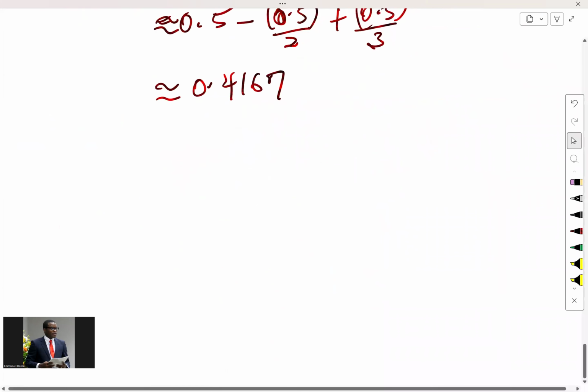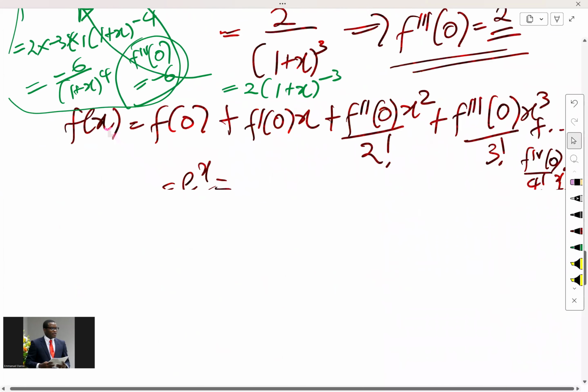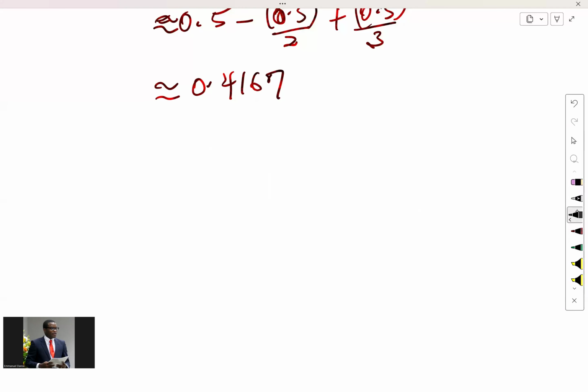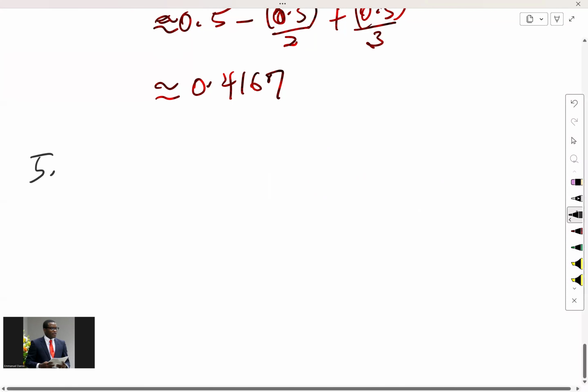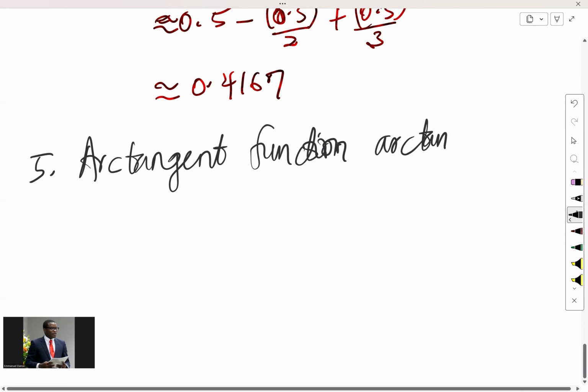Okay. So let's go for the fifth one. I believe the logarithm is the fourth one actually. Yeah, logarithm is the fourth one. Let's go for the fifth one, which is this. The fifth one is the arctangent function, which is arctan x. And I like to write it as this. I feel it's more fanciful this way. I don't know why. So that's arctan x.